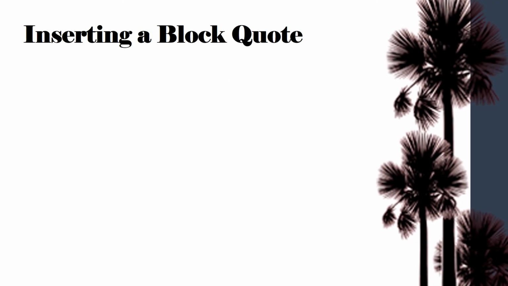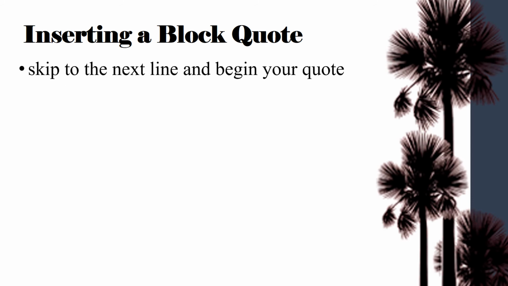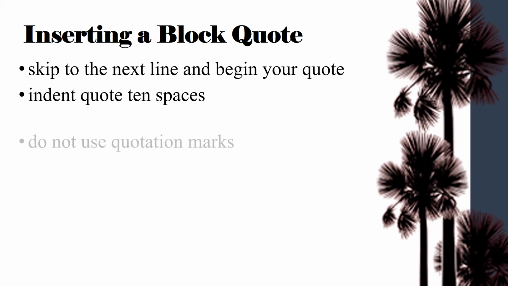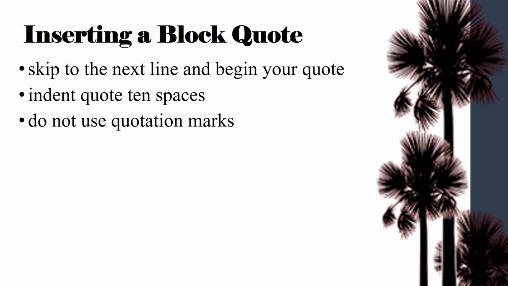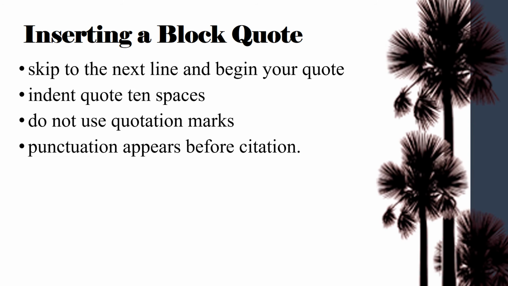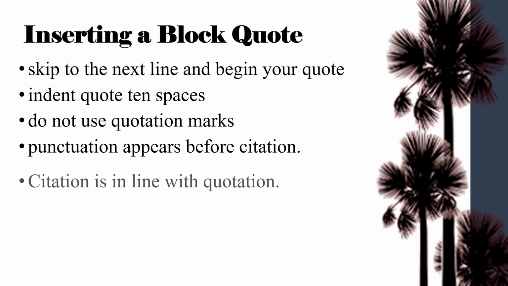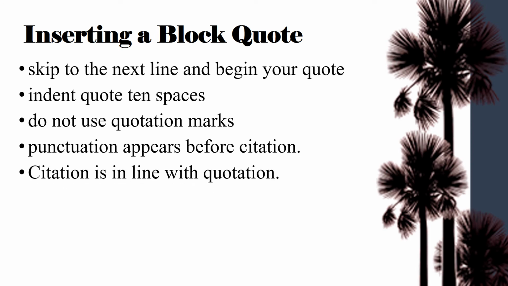If your quotation is 4 or more lines of text, use a block quote. To insert a block quote, after your attributive phrase, skip to the next line and begin your quote. Indent the quote 10 spaces. Please use your indent tools or tabs. Do not use quotation marks, and the punctuation appears before the parenthetical citation, which is on the same line as the last line of the quotation.